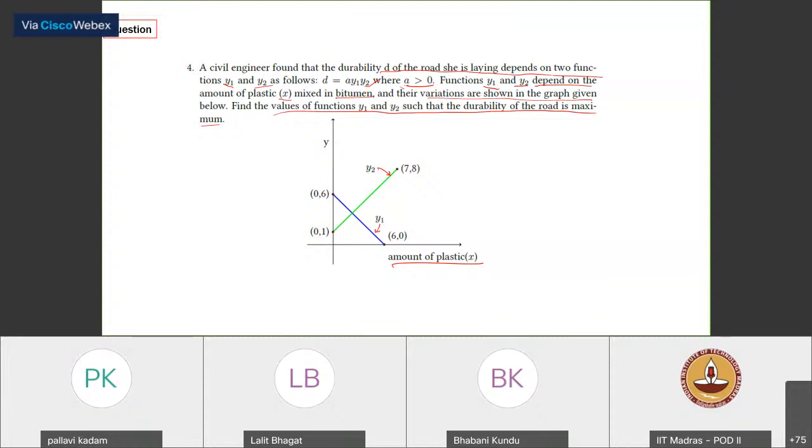Okay, let's see. Just check this question. How many of you have solved it? I think a lot of people have already solved this question. What is the answer? Can you put it in the chat box?